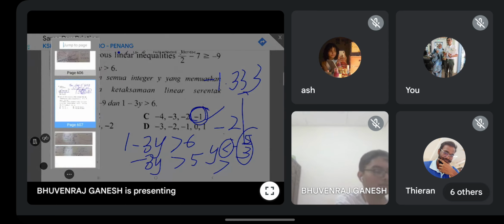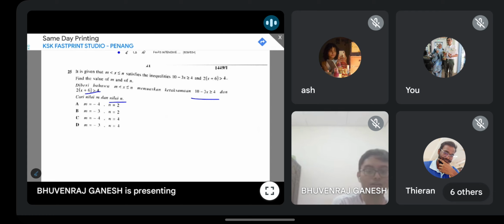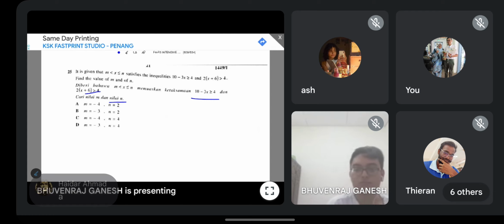Okay, so next one. I think this one you can solve. Can you all try and see what you get for M and N? These exercises actually help you recall your lower form basics, because this one comes from lower form and they like to ask it in Paper 1 also. Although this is lower form, it's related to inequality.